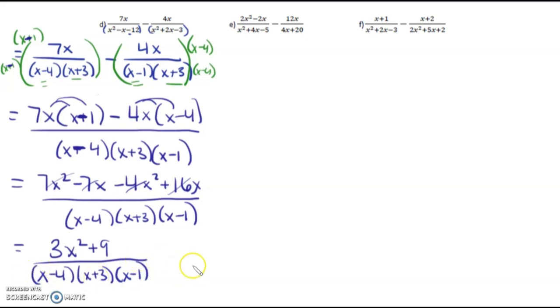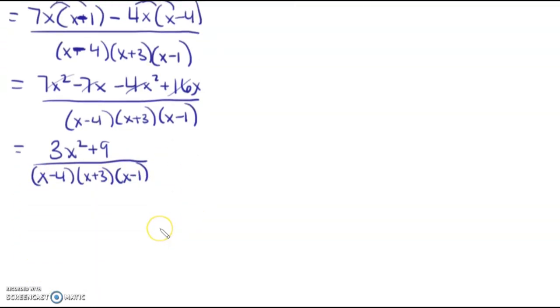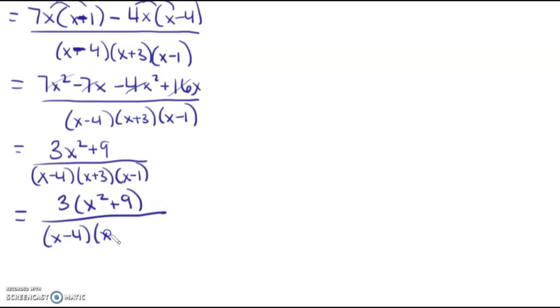So to double check if anything cancels out here, let's factor the 3 out of the numerator. So we get 3x squared plus 9. No, so that's not identical to anything in the denominator, so that's as simple as we can go. So we have x does not equal 4, negative 3, and 1.